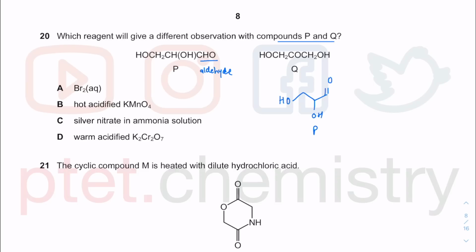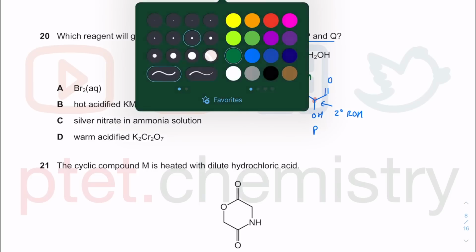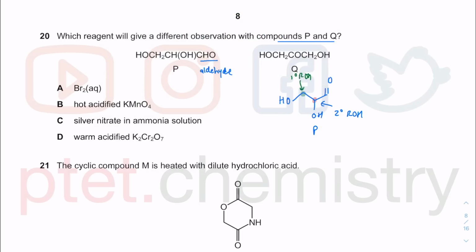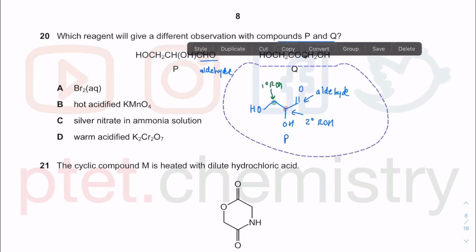What I can see is I have 2 different alcohols. Here I have a secondary alcohol, because the carbon with the OH is bonded to 2 other carbons. On the other side, I have a primary alcohol, because this carbon with the OH, the green carbon, is only bonded to 1 carbon. This is a primary alcohol. And last but not least, I have an aldehyde as well there.